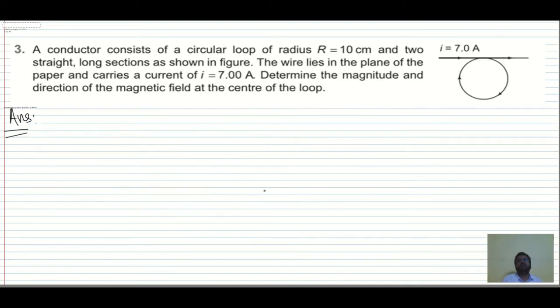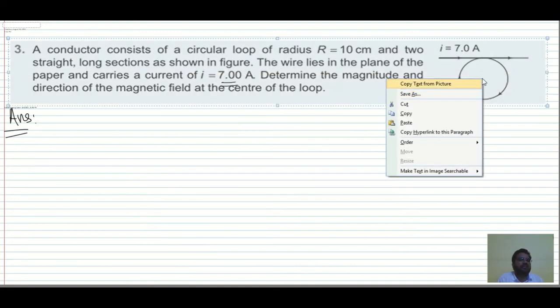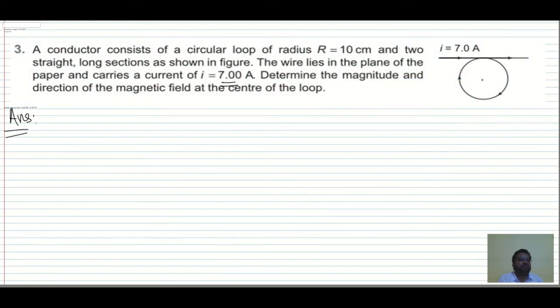Third one now. A conductor consists of a circular loop of radius 10 centimeter and two straight long sections as shown in the figure. The wire lies in the plane of the paper and carries a current of 7 ampere. Determine the magnitude and direction of the magnetic field at the center of the loop. Okay. So at the center of the loop we want magnitude and direction.